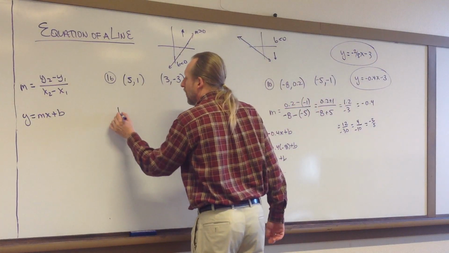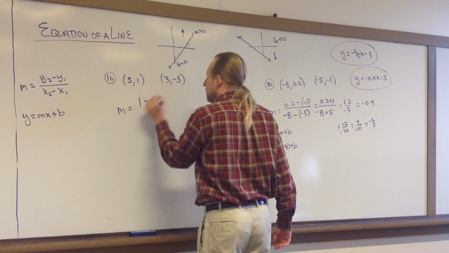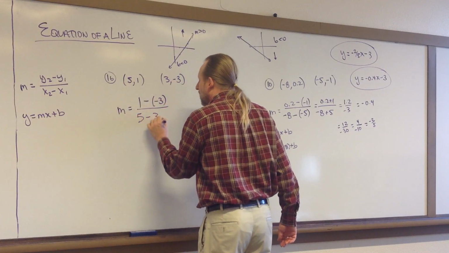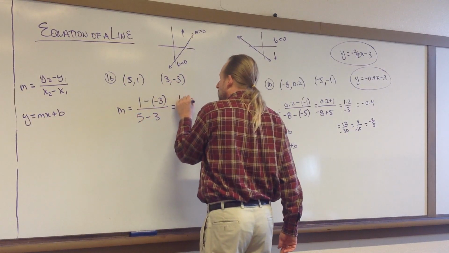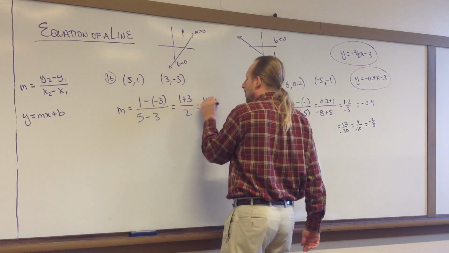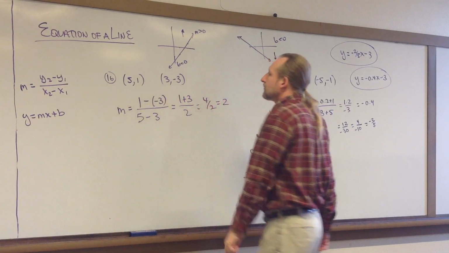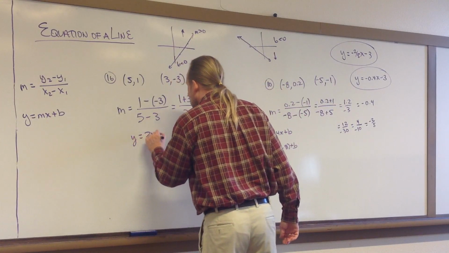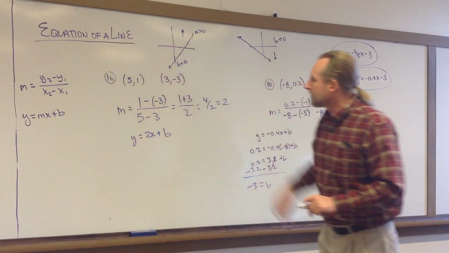All right, so let's calculate the slope for this one. I'll start with the 1 minus double negative, negative 3, and then 5 minus 3. So this will be 1 plus 3 on top. 4 over 2 is 2. Okay, good. So y equals 2x plus b, and that's a positive slope.